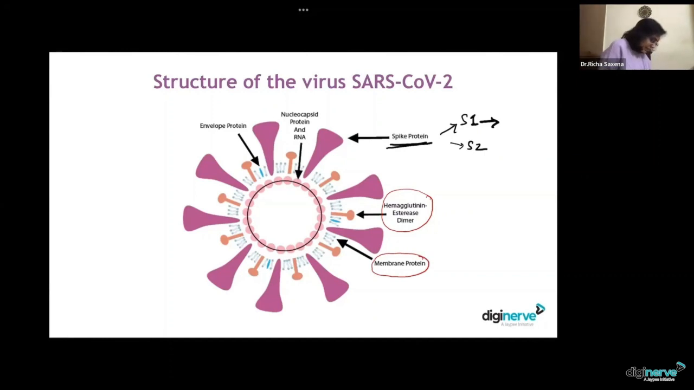So this membrane protein basically gives structure to the virus. And this may not be very important either for the multiplication or for the pathogenesis, but it is a structural component.